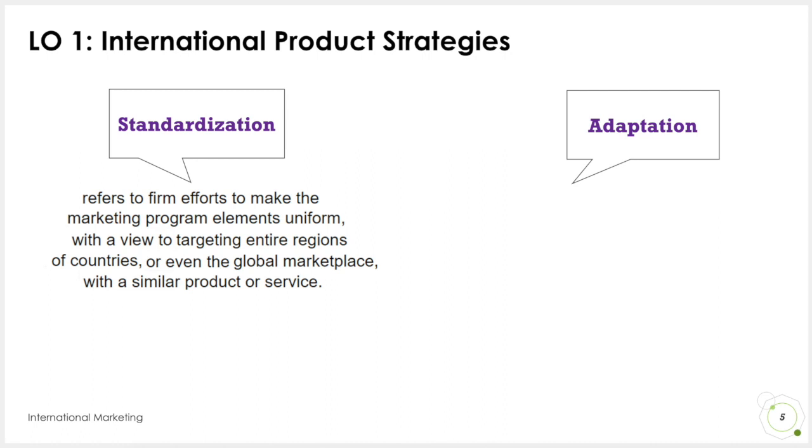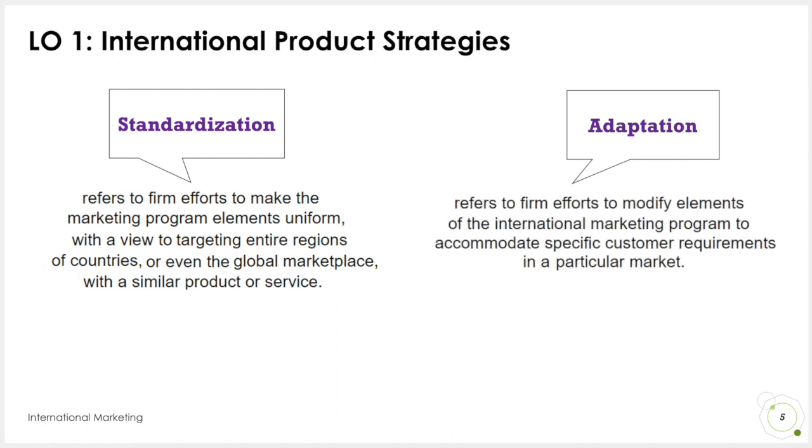Standardization refers to the firm's effort to make marketing program elements uniform, with a view of targeting entire regions of countries or even the global marketplace with a similar product or service. Whereas, adaptation refers to the firm's effort to modify elements of the international marketing program to accommodate specific customer requirements in a particular market or country. So, how do we know which one to choose?